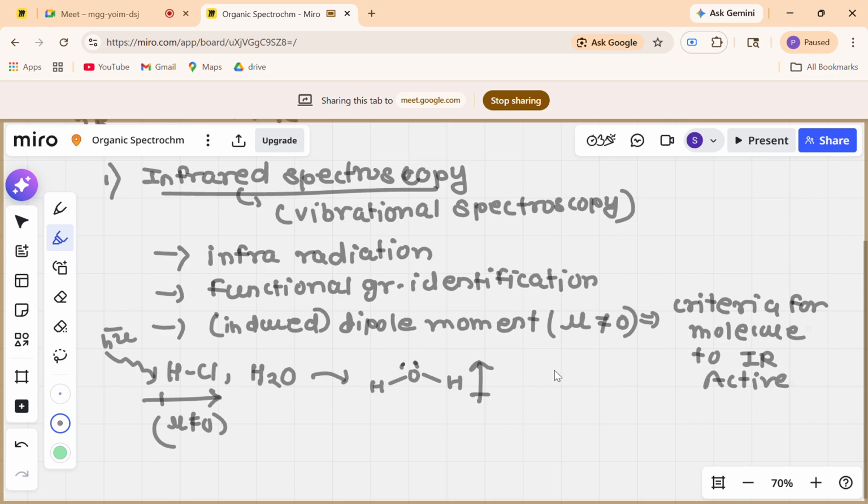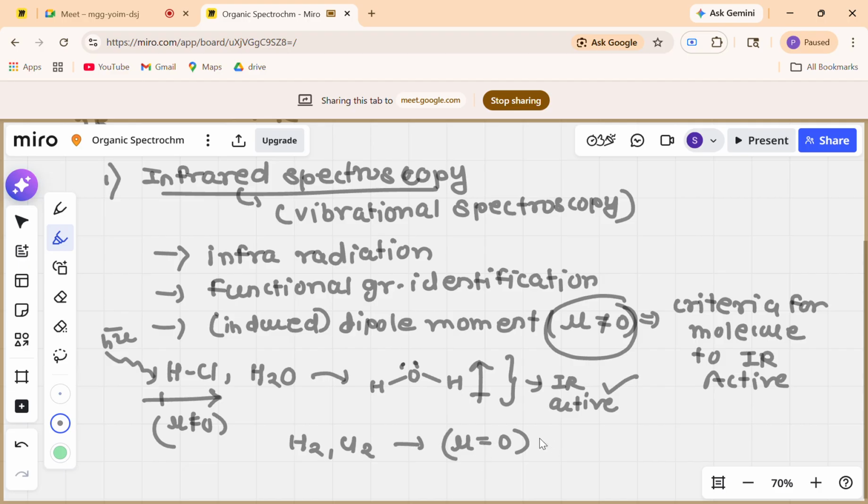This is the main thing. Your mu should not be equal to 0. So, for example, H2O and HCl are IR active. Okay, so they can be IR active because there is a dipole moment in the molecule. But if we consider a molecule like H2 or Cl2, in those molecules, even before or after the radiation, mu is 0. So there is no dipole associated with it, right?